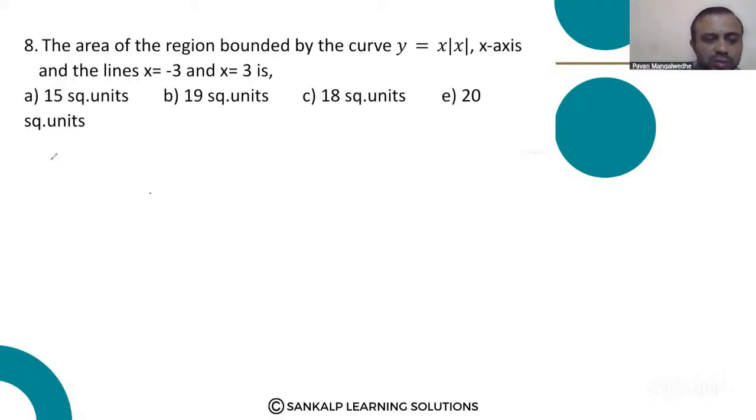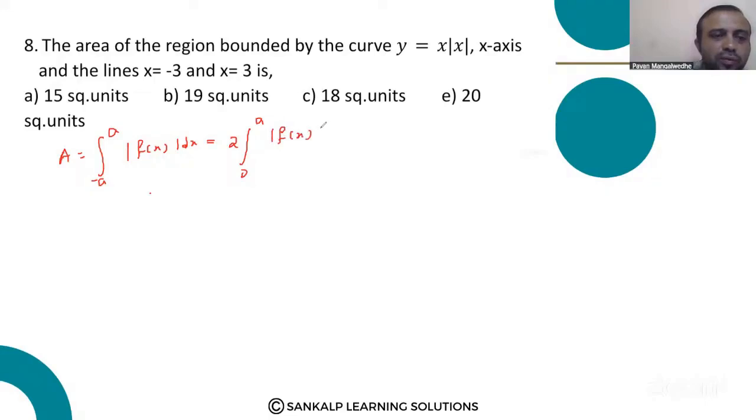So using this condition, the generalized formula is: area A is equal to the integral from minus a to a of mod of f of x dx, which can be written as 2 into the integral from 0 to a of mod of f of x dx. It is a standard form.